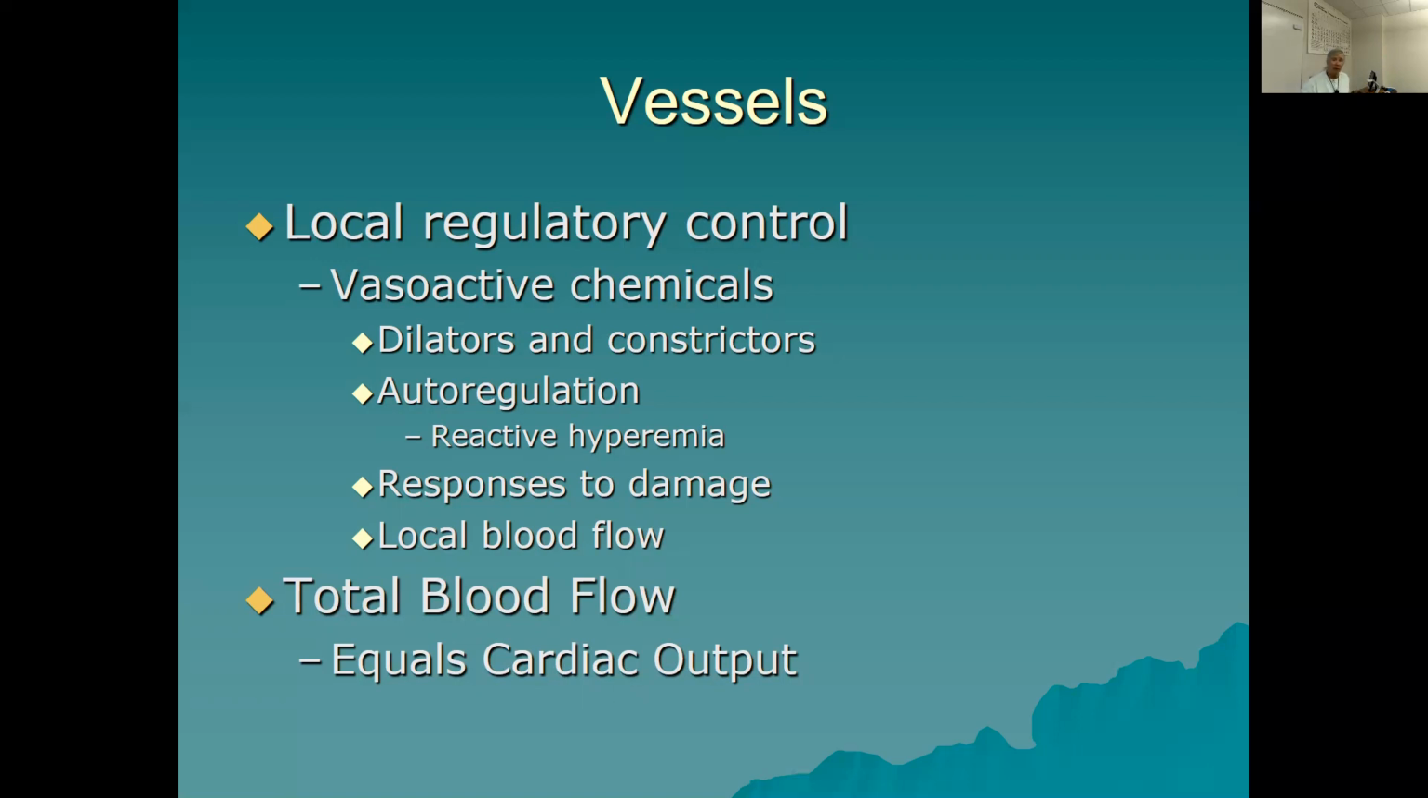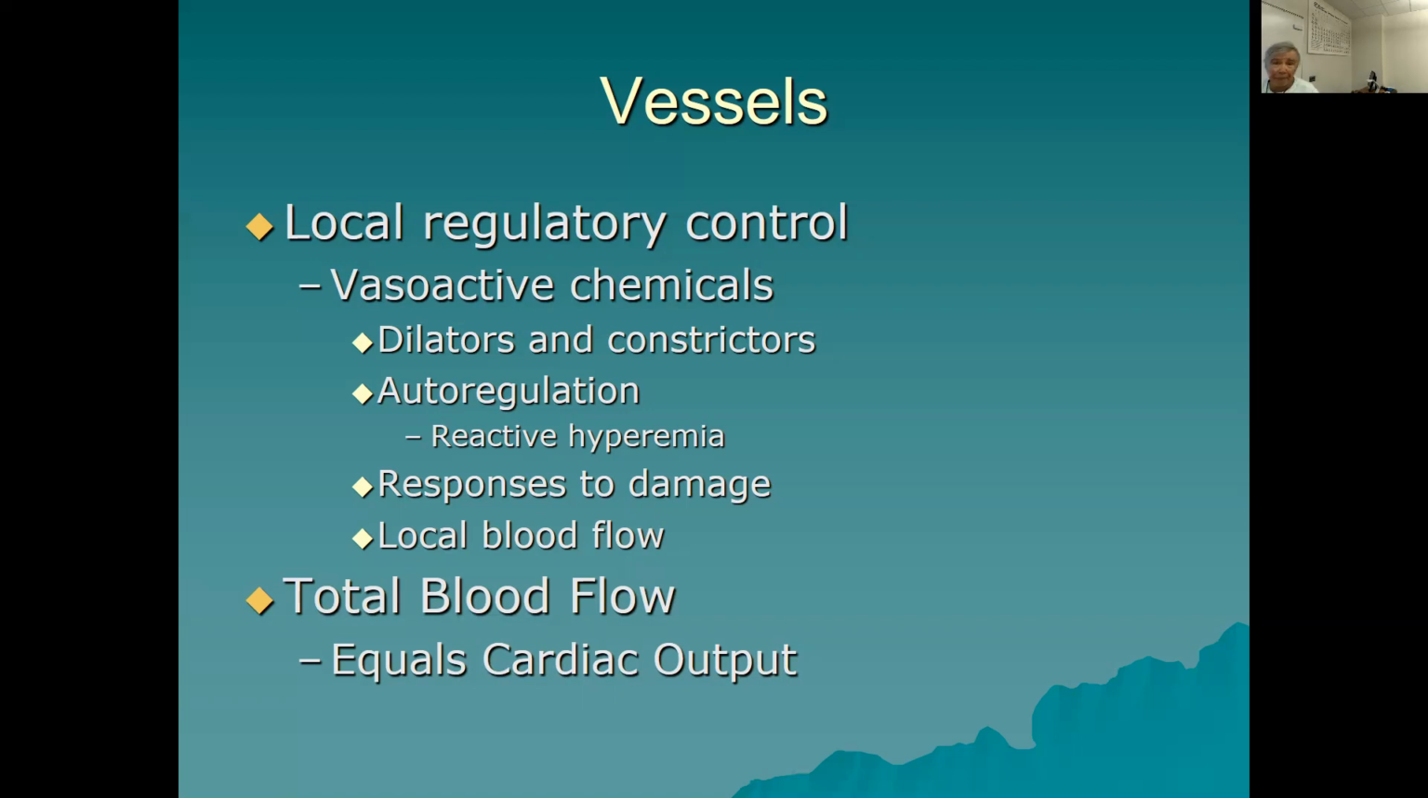Some tissues have almost no blood vessels, like tendons, ligaments, and the cornea of your eye. There are no blood vessels in those tissues. So it all depends upon the tissue. But the more vascularization, the more blood flow.